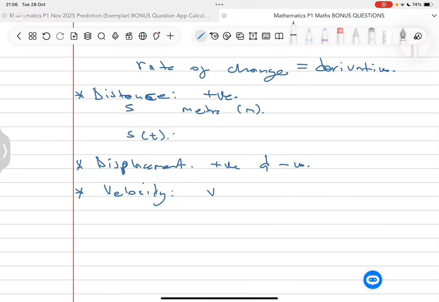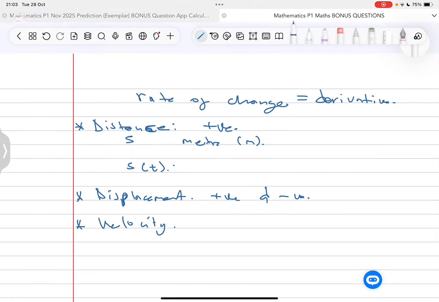and velocity is given by the symbol v, or we can say v with respect to time. So this means that it is a quantity that also changes with respect to time. It depends on time. Just to add here, the displacement and distance have the same symbol. We use the symbol s for them.